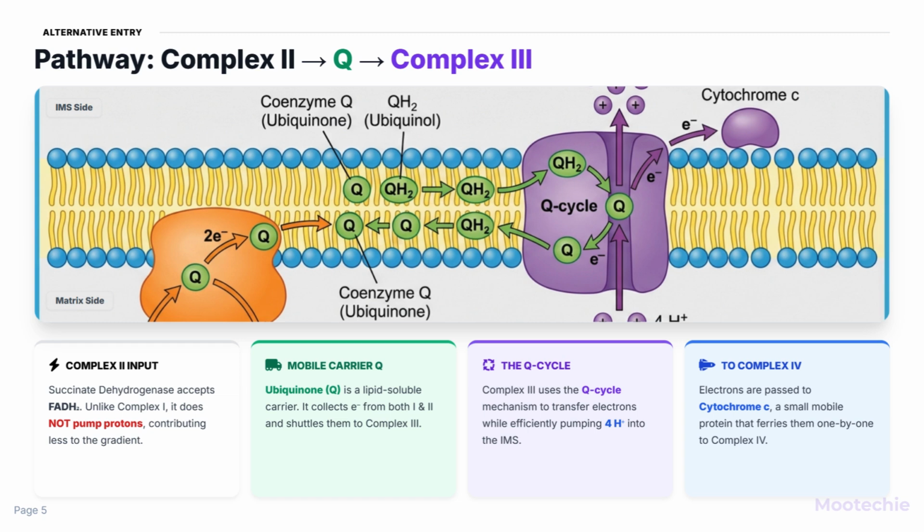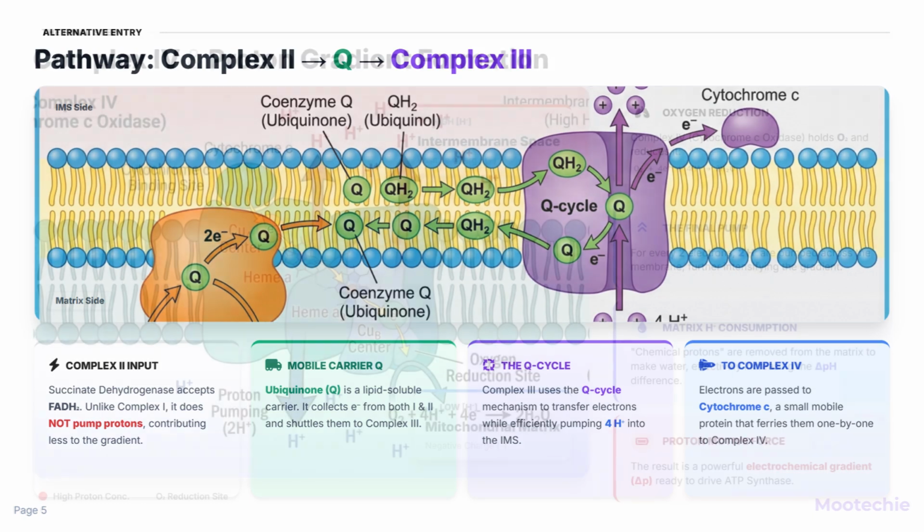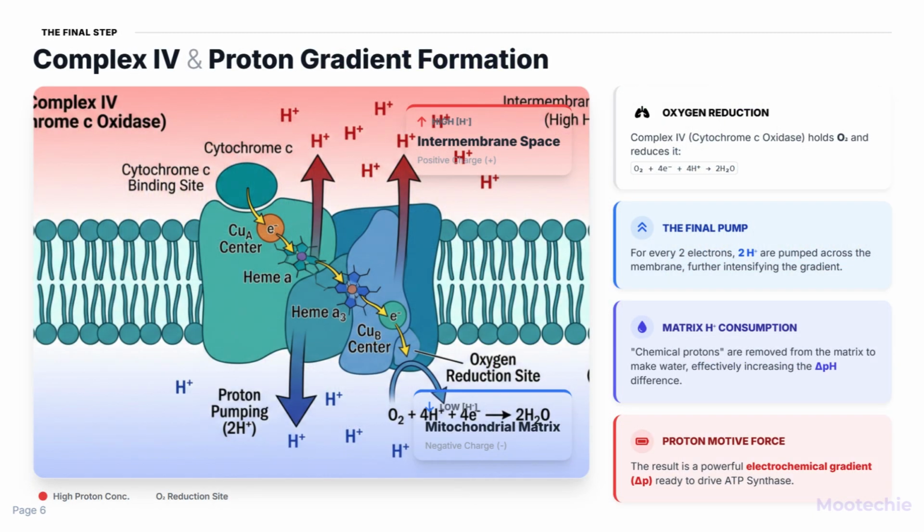Complex 3 then uses a clever mechanism called the Q cycle to transfer these electrons while efficiently pumping 4 hydrogen ions into the intermembrane space. Finally, electrons are passed one by one to a small mobile protein called cytochrome C, which ferries them to complex 4. Coming up, we'll discuss the final step, complex 4 and proton gradient formation.